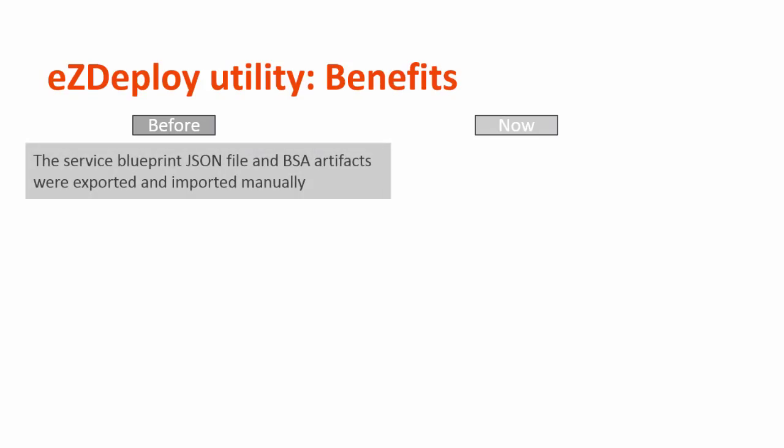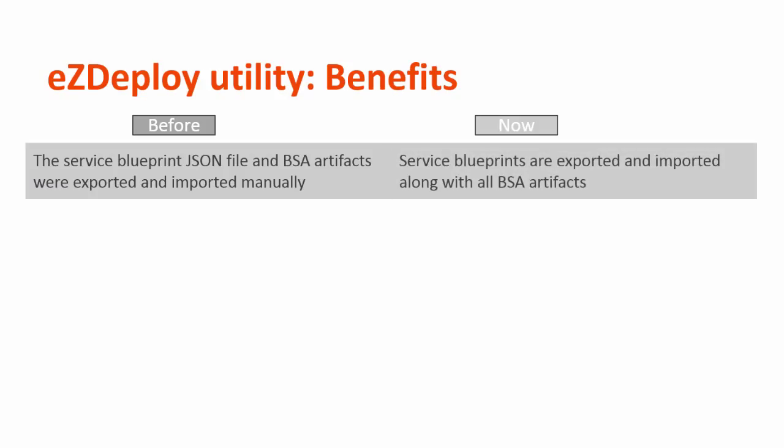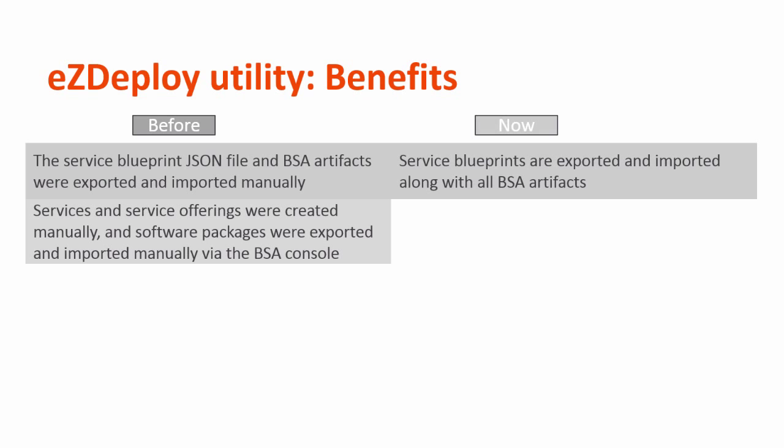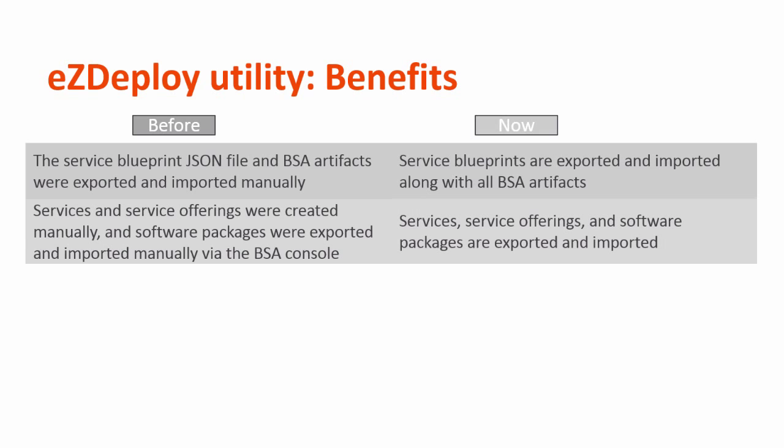Prior to the EasyDeploy utility, the service blueprint JSON file and BMC server automation artifacts were exported and imported manually. Now, service blueprints are exported and imported with all the BMC server automation artifacts such as the system packages, software packages, and NSH scripts. Earlier, services and service offerings were created manually, and software packages were exported and imported manually via the BMC Server Automation console. Today, services, service offerings, and software packages can be exported and imported by using the utility.